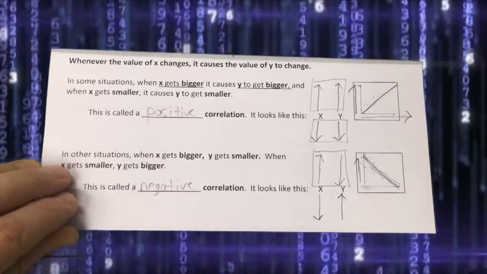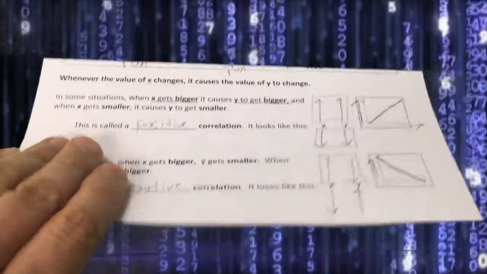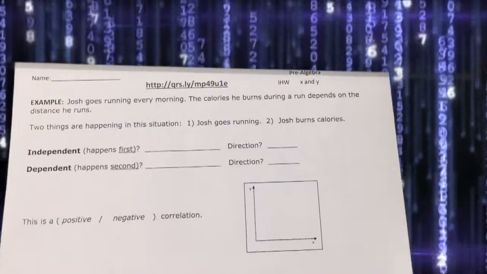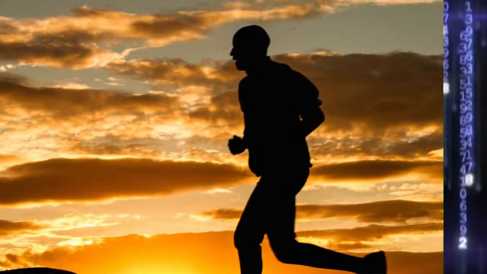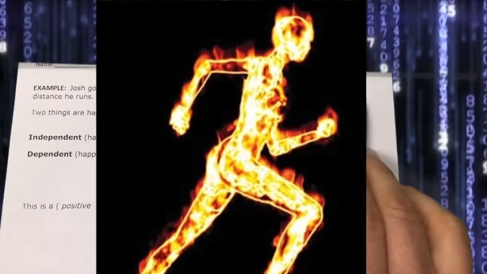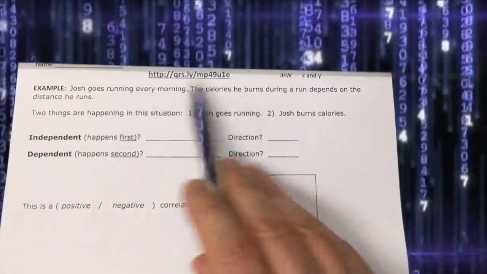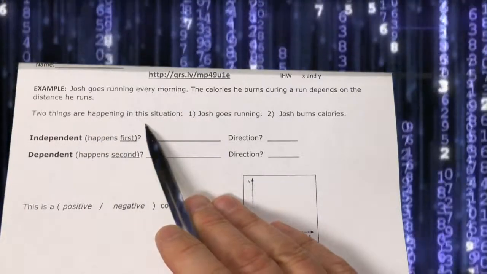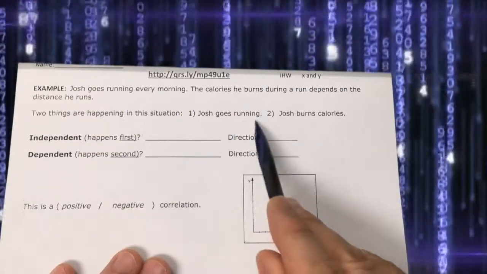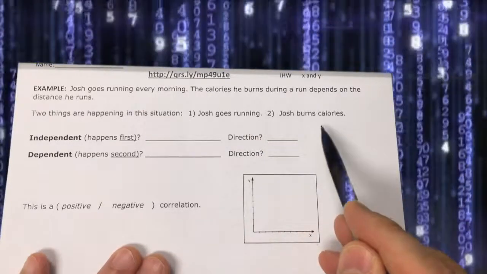Let's look at a few real life type examples where we can kind of see how this would look. Alright, first example, Josh goes running every morning. The calories he burns during a run depends on the distance he runs. Okay, so we're going to just narrow this situation down into the two things that are happening in this situation. The first one, Josh goes running. The second one, Josh burns calories.